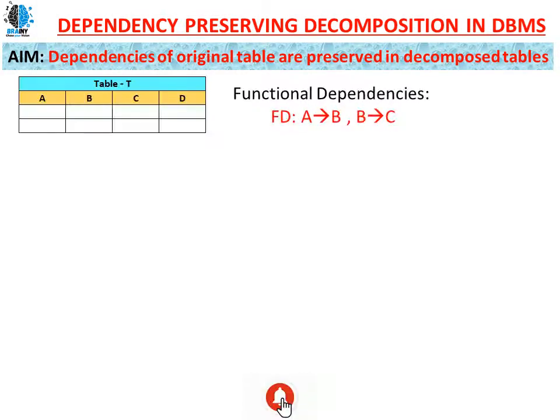So let's take this example. I have a table T and its functional dependencies are A to B, B to C. This table T has four attributes A, B, C, D. And the functional dependencies are given as A goes to B and B goes to C. So now what I'm going to do here is find the closure of these functional dependencies.